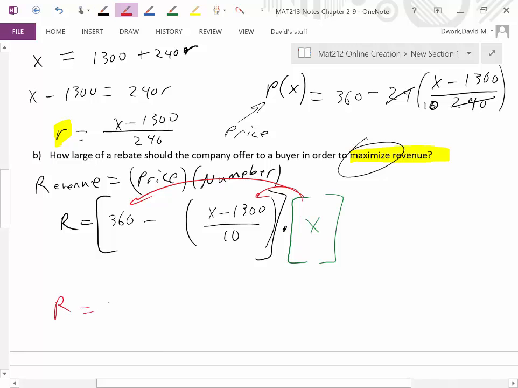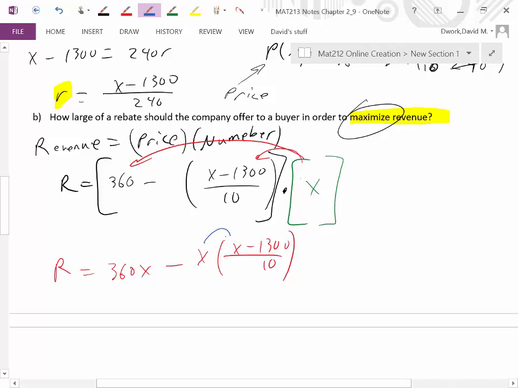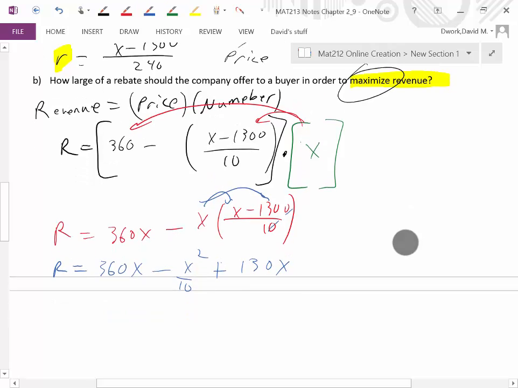So let's see, revenue is equal to 360x minus x times (x minus 1,300) divided by 10. And we could now distribute this x through, right? So therefore now we're going to have revenue is equal to 360x minus x squared divided by 10 plus, let's see, 1,300 divided by 10 would be 130, so this would be 130x. Oh, and look at that. We have like terms now.